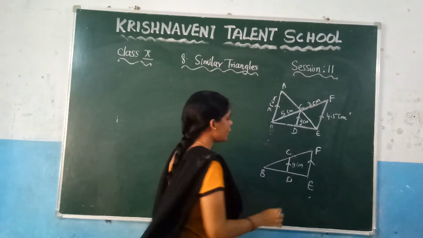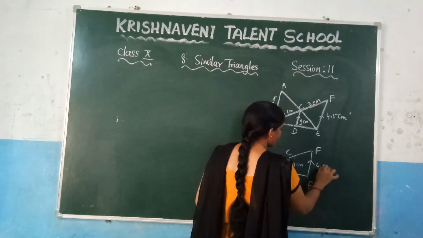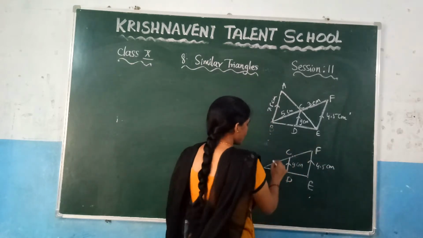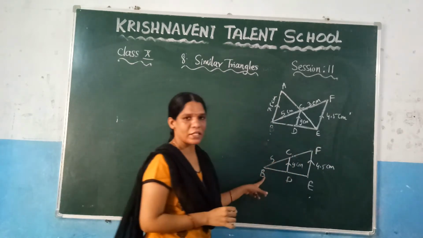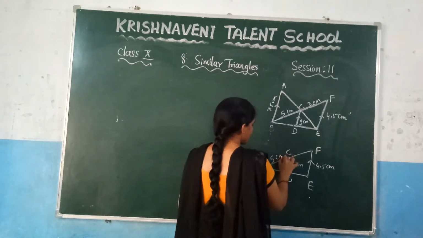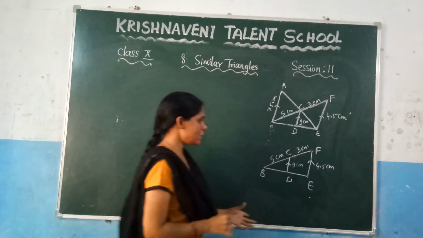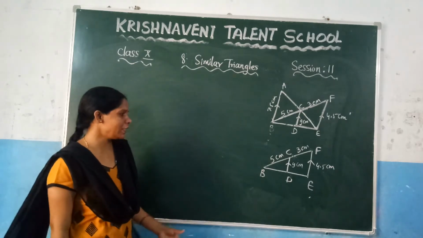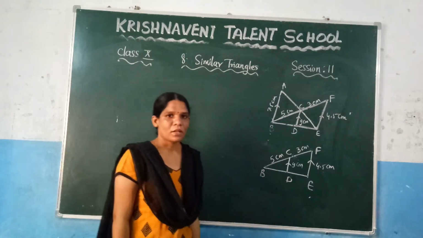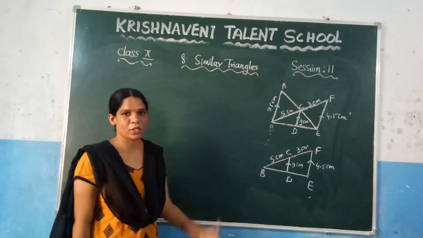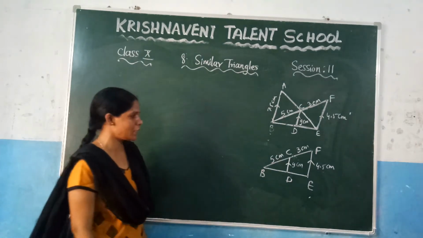We need to find it. And this length they have given as 4.5 centimeters. And just now we have calculated the length of this one is 5 centimeters. And the length of this one they have given as 3 centimeters. These are the values we know here. Now clearly you can apply here the similarity concept. So how to apply, just see it here.